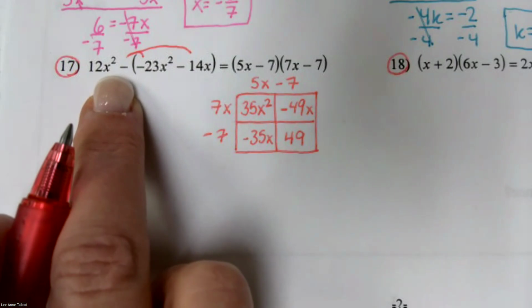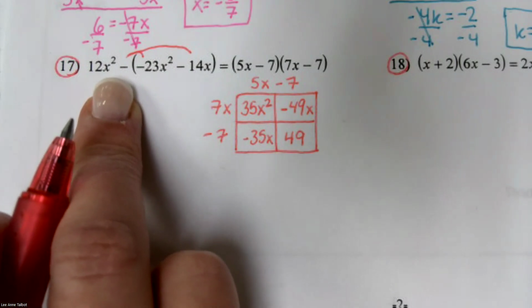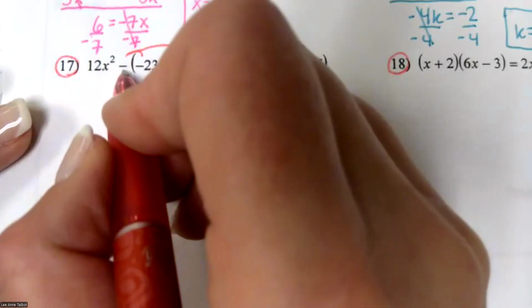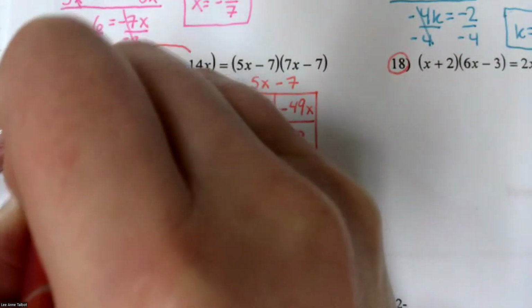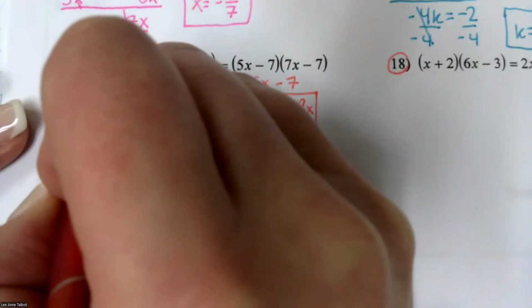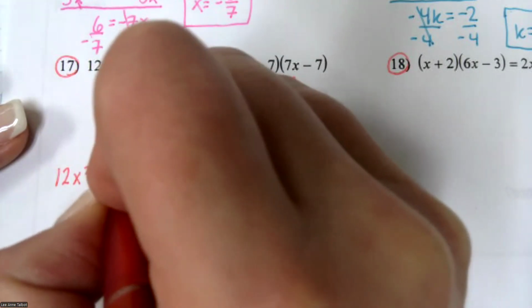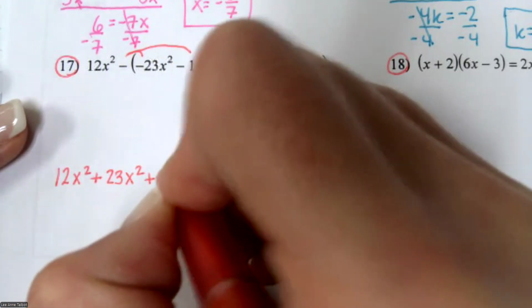Okay, now next question. What do I do when there's a negative in the front of parentheses? It starts with a D and ends with distribute. That was supposed to be funny. Okay, so what do we do when two negatives are next to each other? Change it to plus, right? So this is going to become positive 23x squared, and this is going to become positive 14x.